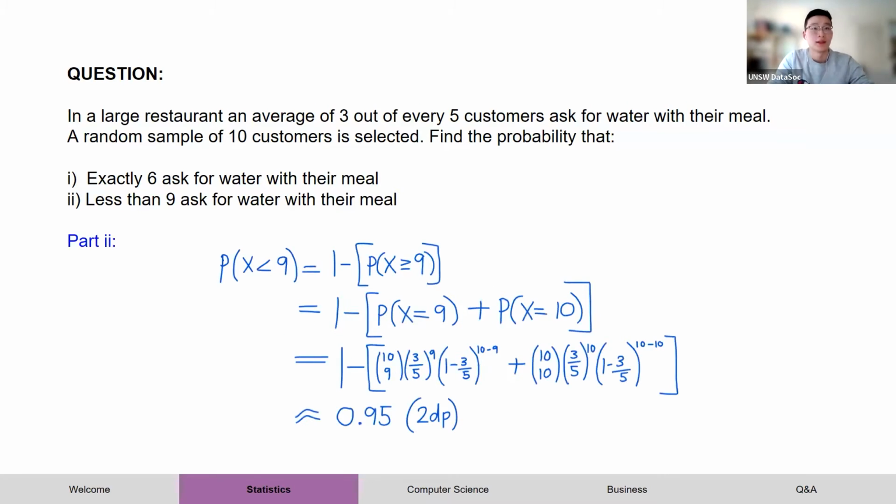Now part 2 asks for the probability that X is less than 9. To find this, you could substitute in the PMF with all the values from 0 to 8. However, that can be quite cumbersome, as there are 9 possible values you need to test. As such, we can create a shortcut by finding the complement probability, the probability that X is greater than or equal to 9. And as such, we only need to substitute in 2 values, 9 and 10. Substituting in those values, we find that the probability that fewer than 9 people ask for water is 95%.